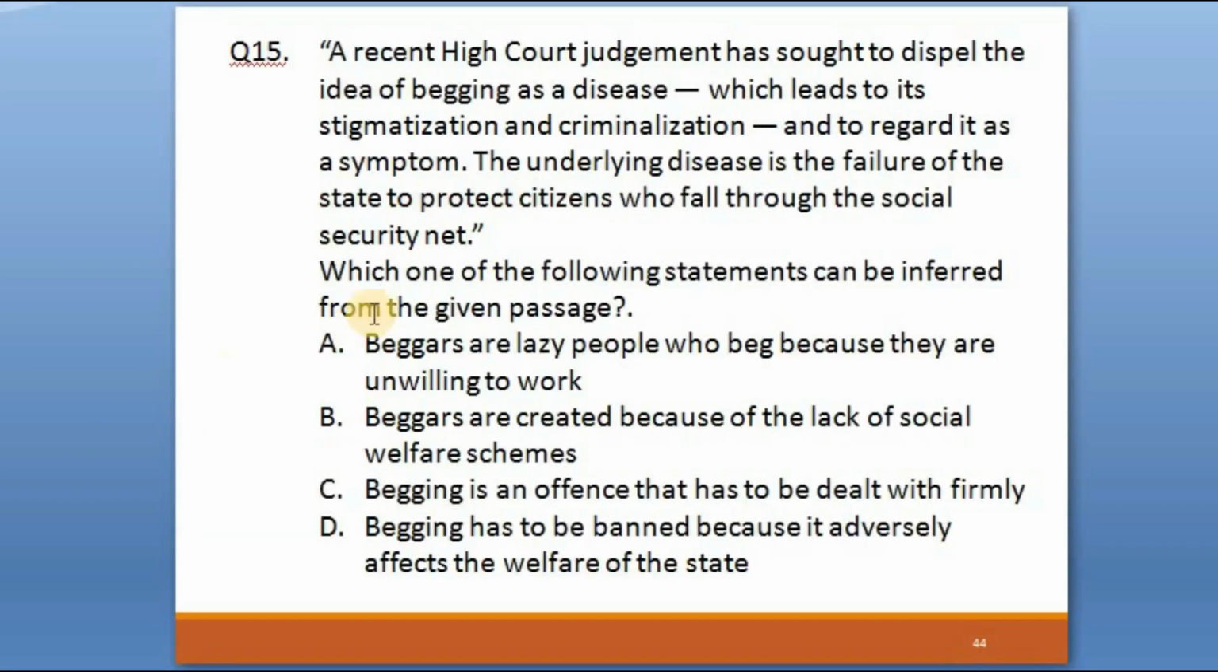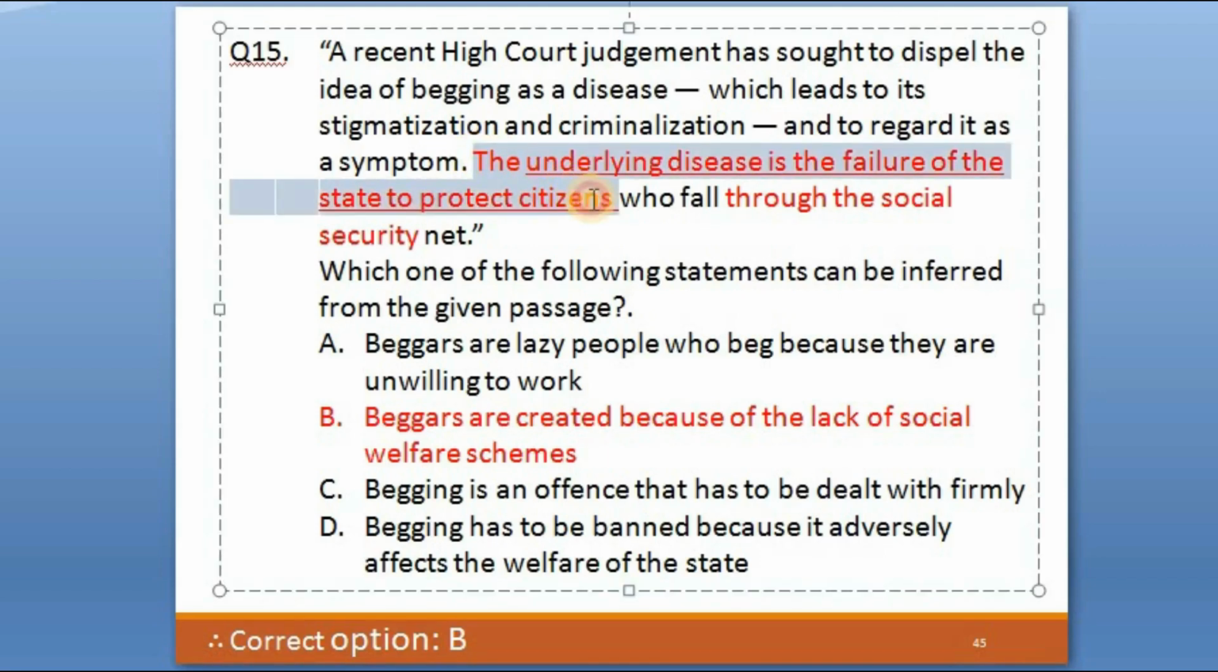A recent High Court judgment has sought to dispel the idea of begging as a disease, which leads to its stigmatization and criminalization, and to regard it as a symptom. The underlying disease is the failure of the state to protect citizens who fall through the social security net. Which one of the following statements can be inferred from the given passage? So again, we do the breakout of the given statements. Now, in the given passage, if we thoroughly analyze that, we find out that the underlying disease is the failure of the state to protect citizens who fall through the social security net.